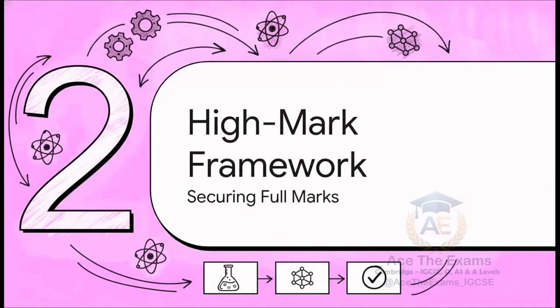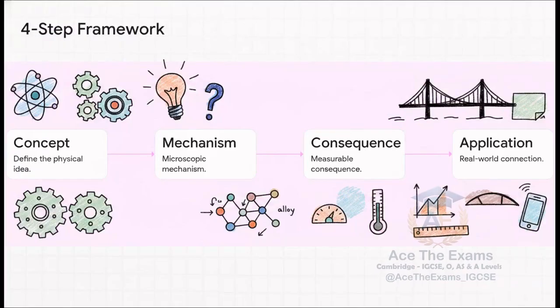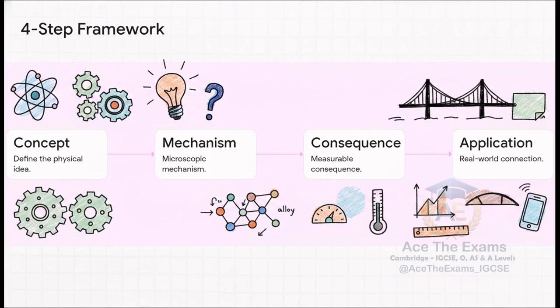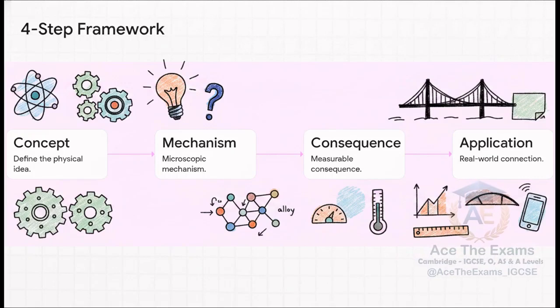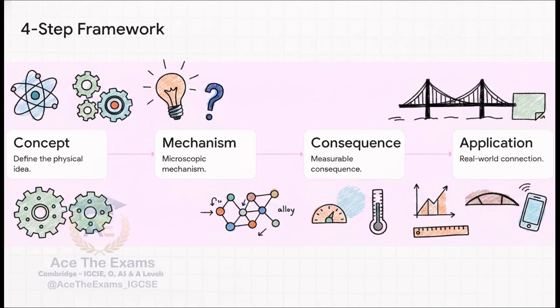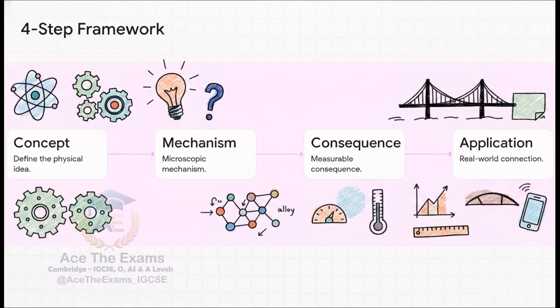Section 2, the high mark answer framework. Okay, this is your mandatory 4-step path to full marks. Step 1, define the concept. Step 2, describe the microscopic mechanism. Step 3, identify the measurable consequence. And finally, Step 4, connect it to a real-world application. Master this specific sequence, and I promise you can effortlessly handle both the short and extended exam questions. A disciplined paragraph that clearly connects cause and effect is always going to outscore a scattered collection of random facts.